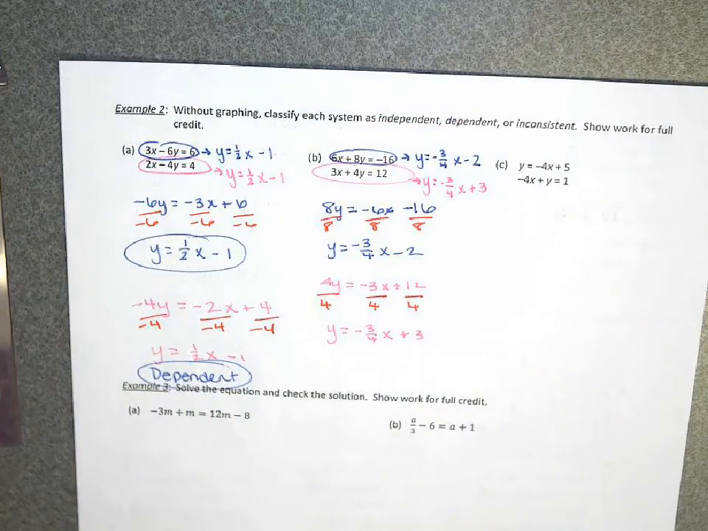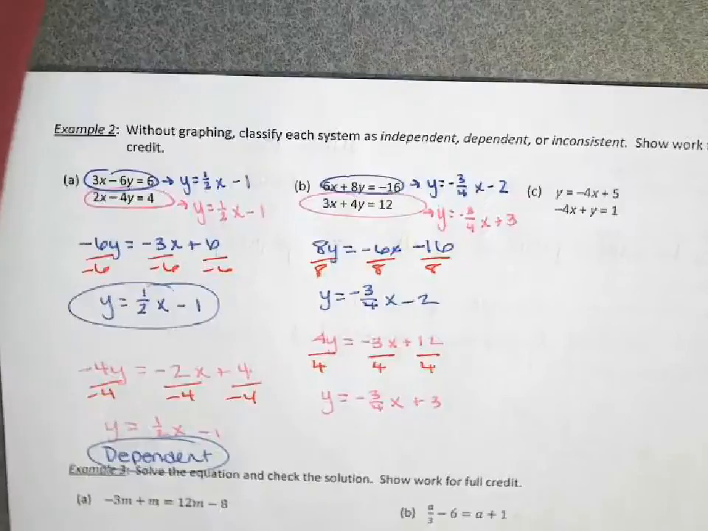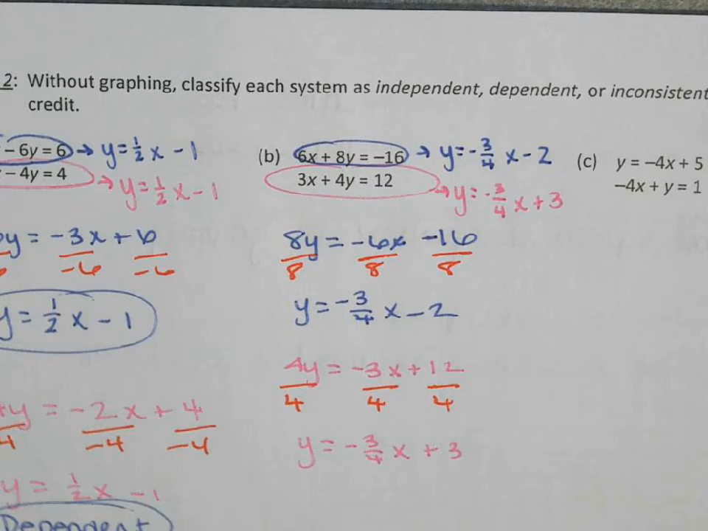Okay, what do you notice about these two equations? Same slope, different y-intercept. So these are going to be parallel lines. Okay, you can see they're going to run alongside each other, but they don't intersect, right? Because your y-intercepts are different. All right, so what kind of system is it when you have parallel lines? Inconsistent. So our answer here is inconsistent.